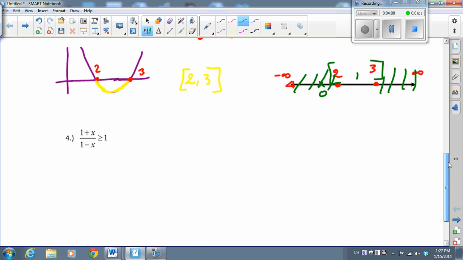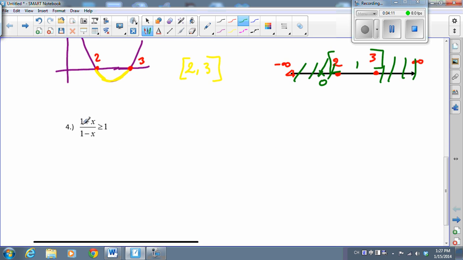Let's look at problem number 4. Problem number 4 now is a ratio. I have 1 plus x over 1 minus x greater or equal than 1. First thing I will do is move everything to the left side. So I have 1 plus x over 1 minus x minus 1 is greater or equal than 0. To have the common denominator, I'll multiply the top and bottom by 1 minus x.